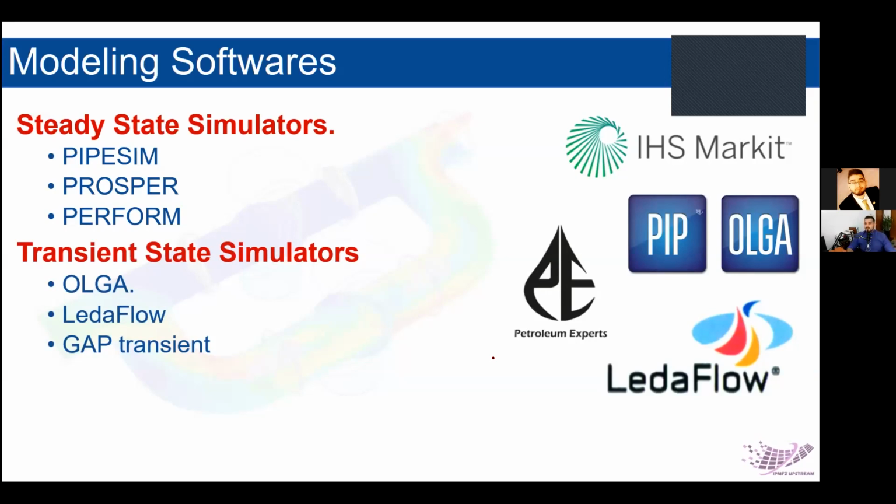These types of software assume nothing is constant. Actually, everything is changing in your environment. So they are very handy to use. However, they require much more input data, and plus they are much more expensive. So as you can imagine, not all of the companies have those types of software, especially the transient state simulators. Small companies do not even have the steady state simulators. They do it through Excel.